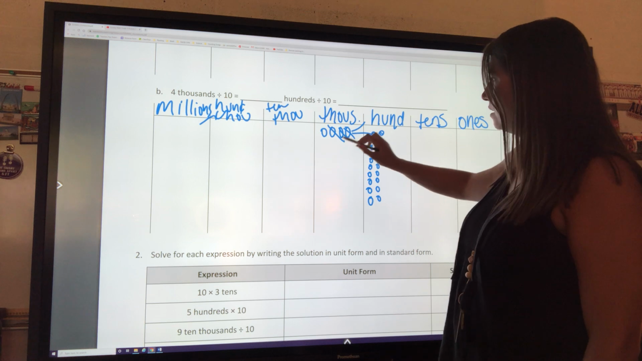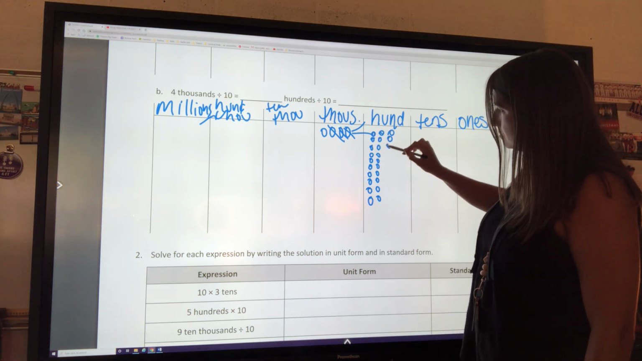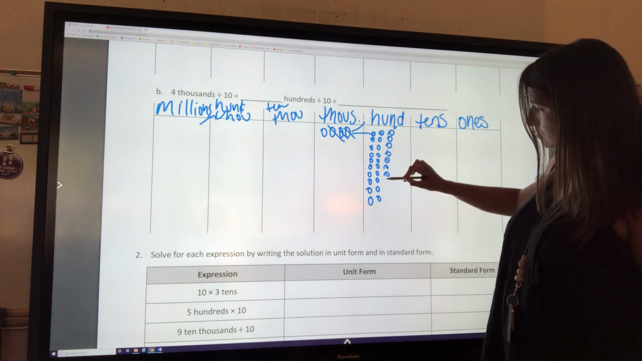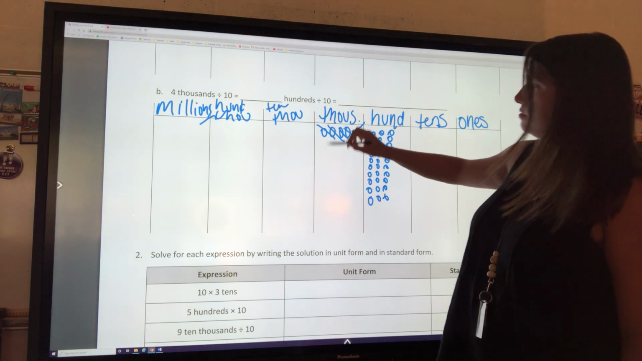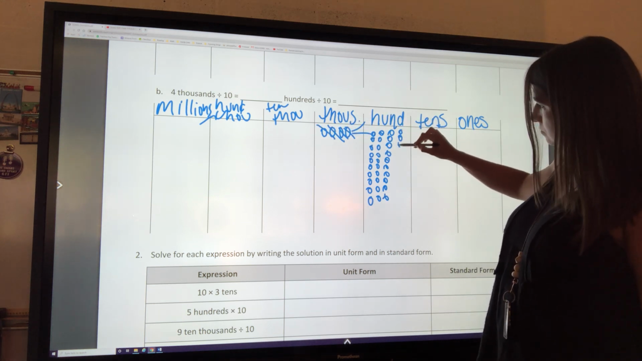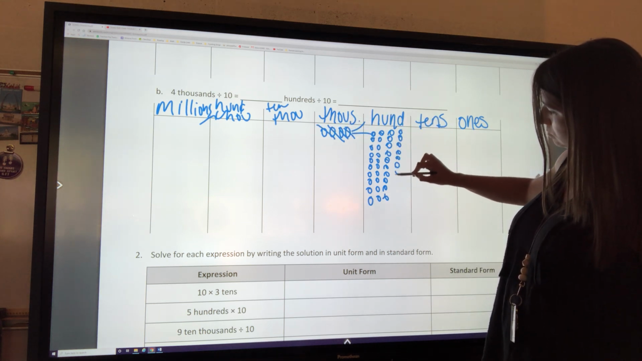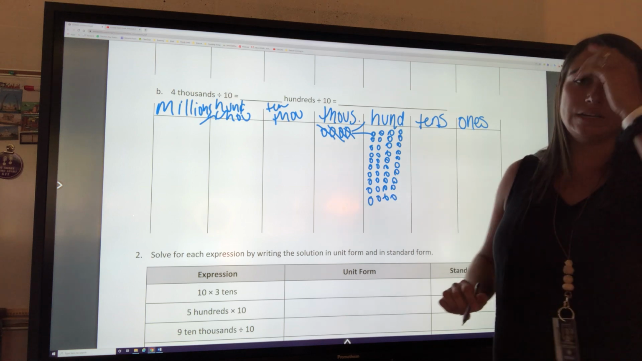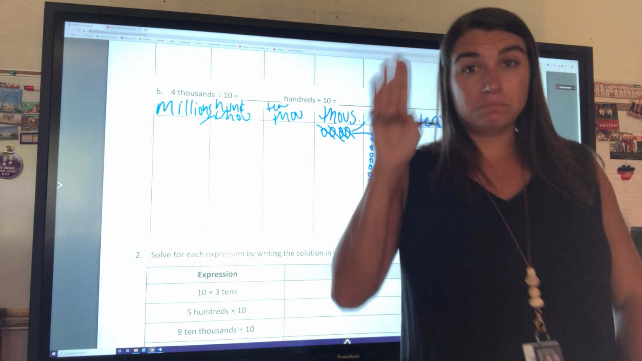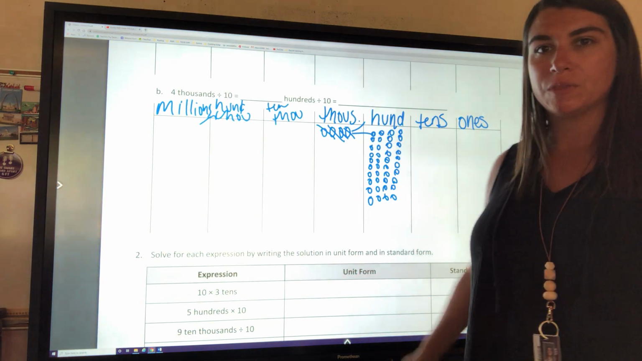Take this 1,000 and make it 10. This 1,000 and make it 10. Go ahead and do that now. If you're behind, pause the screen and go ahead and catch up.